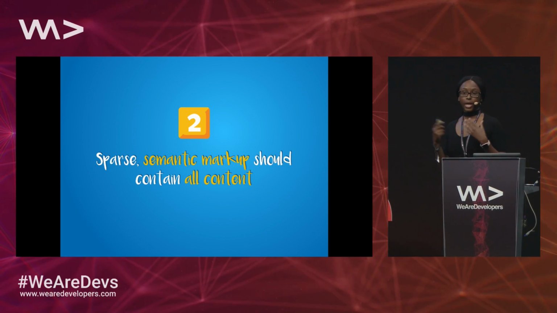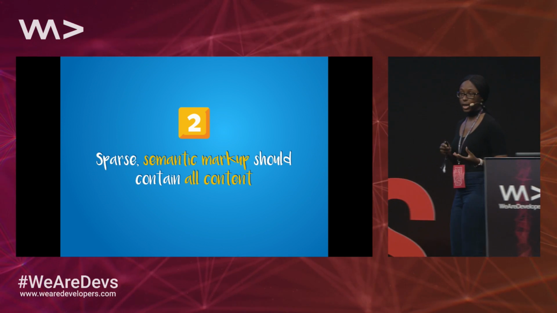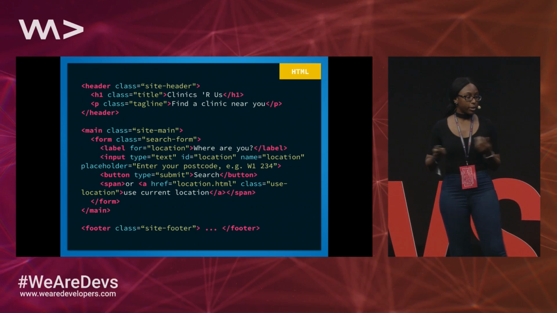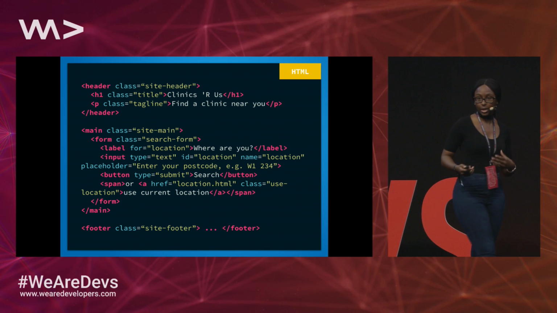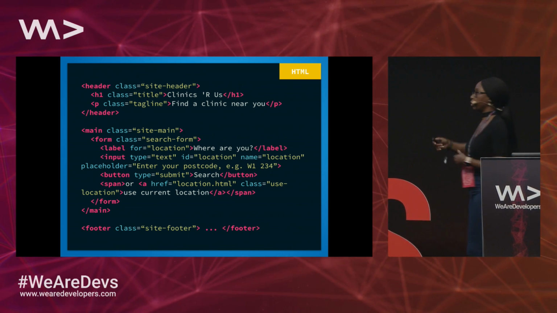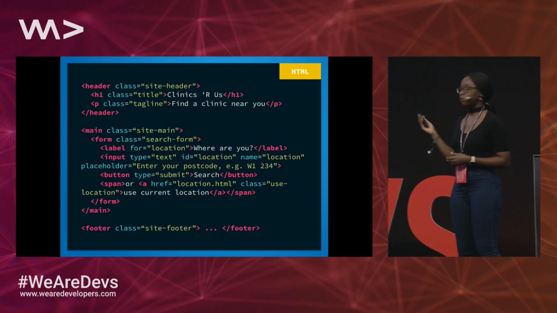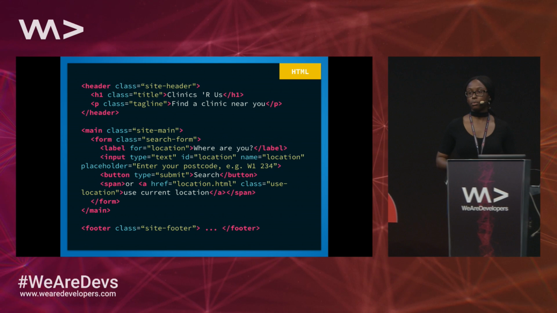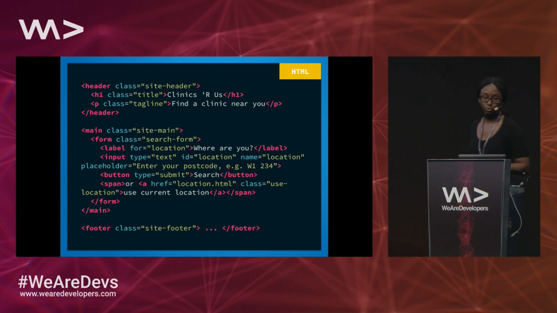Second, we need to make sure that sparse semantic markup should contain all the content. And this is kind of two things. So the first thing is that we want to be using as semantic HTML as we can. So if we have a header, we should use the header element. If we have a footer, we should use the footer element. And when we have things like inputs, we have to make sure that they're labeled properly.